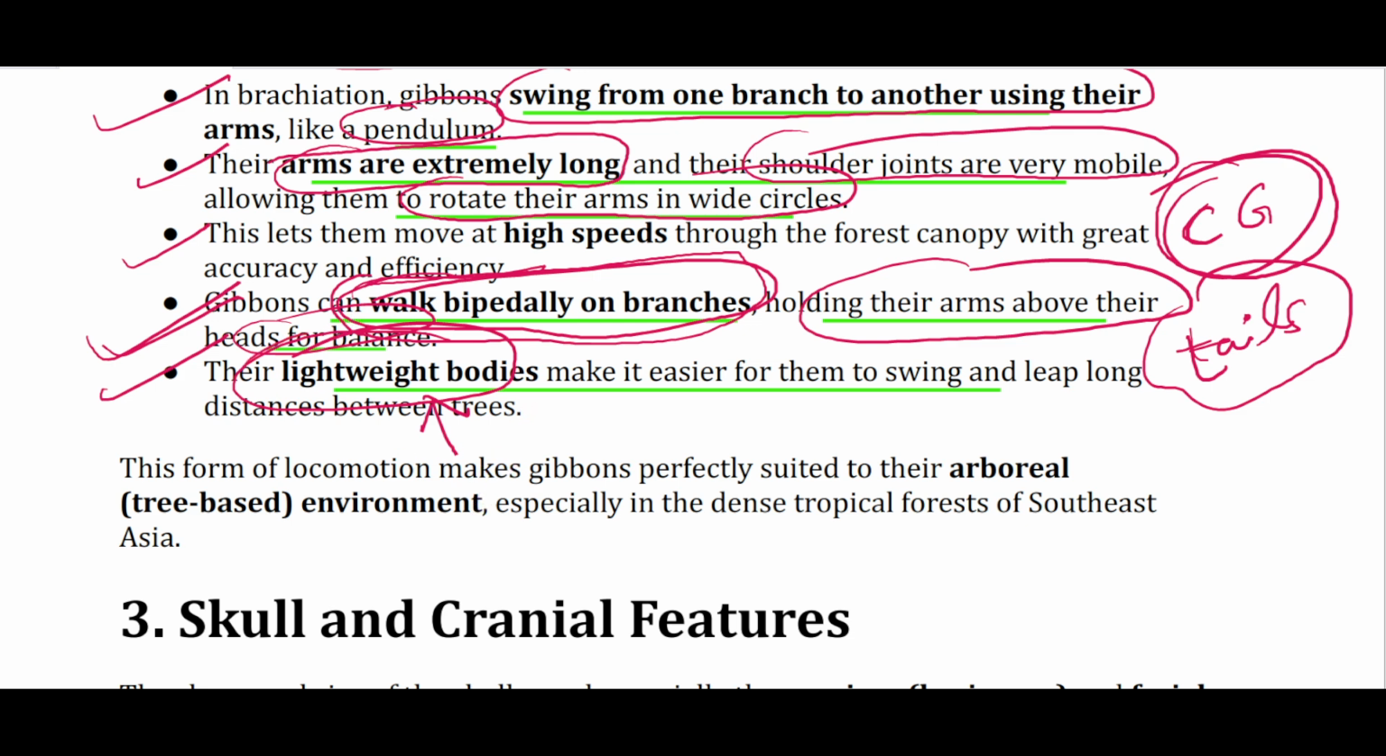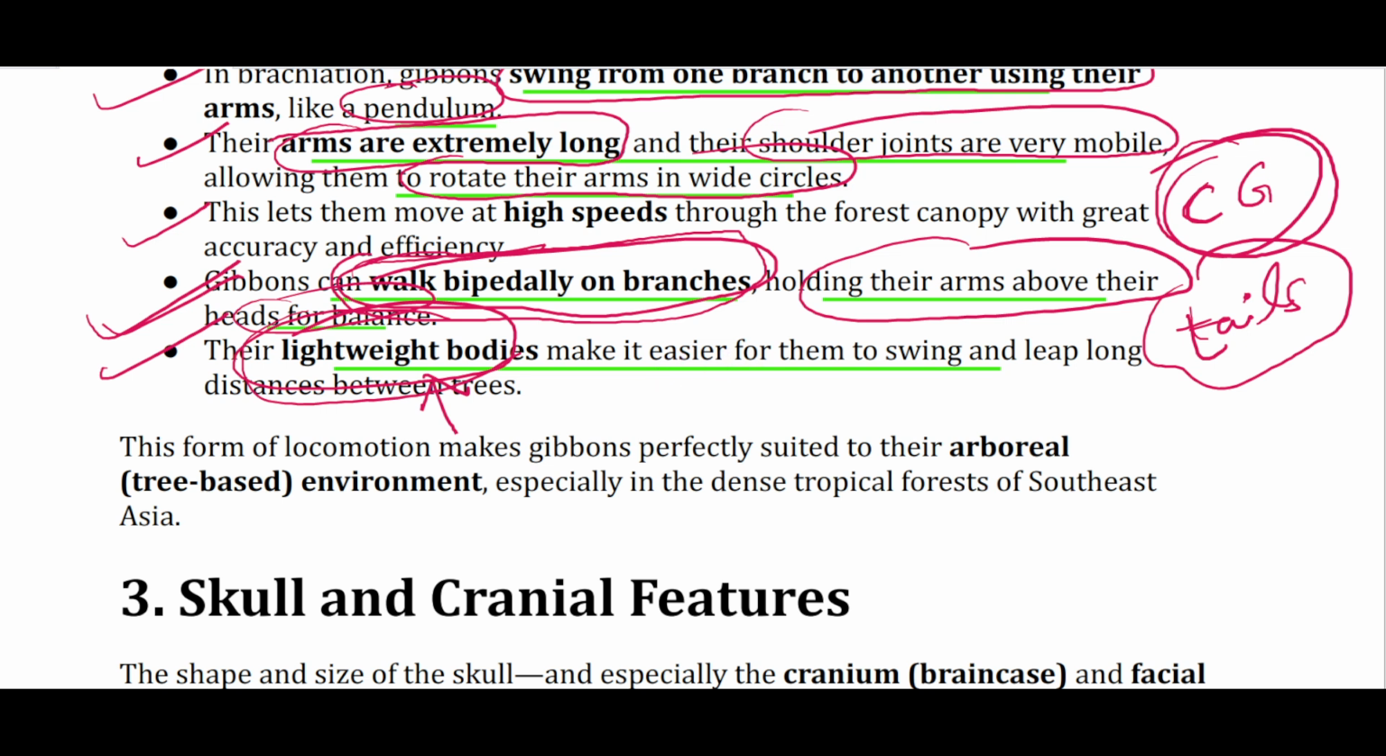But the gibbons' lightweight bodies make it easier for them to swing and leap long distances between trees, and they are true leapers and jumpers. Means they can jump 40 times distances to their body weight.